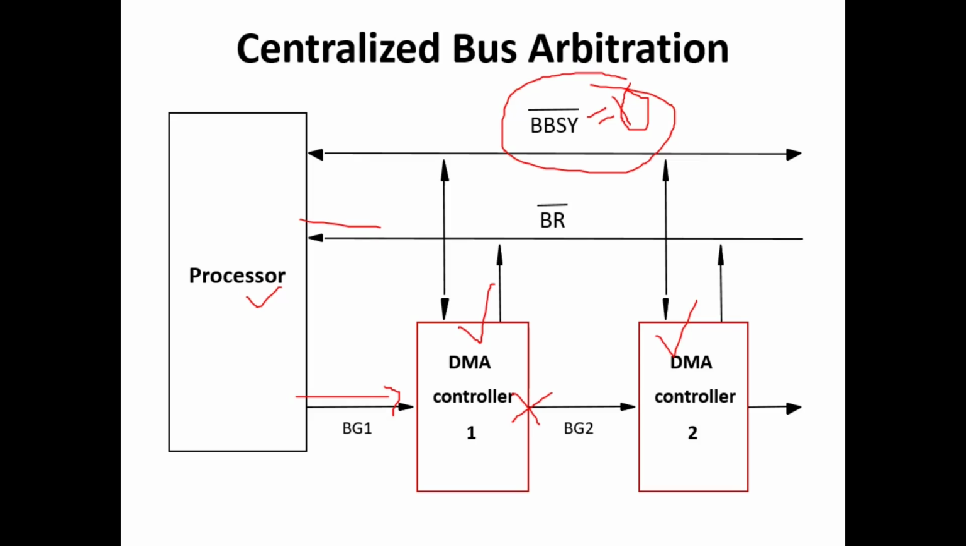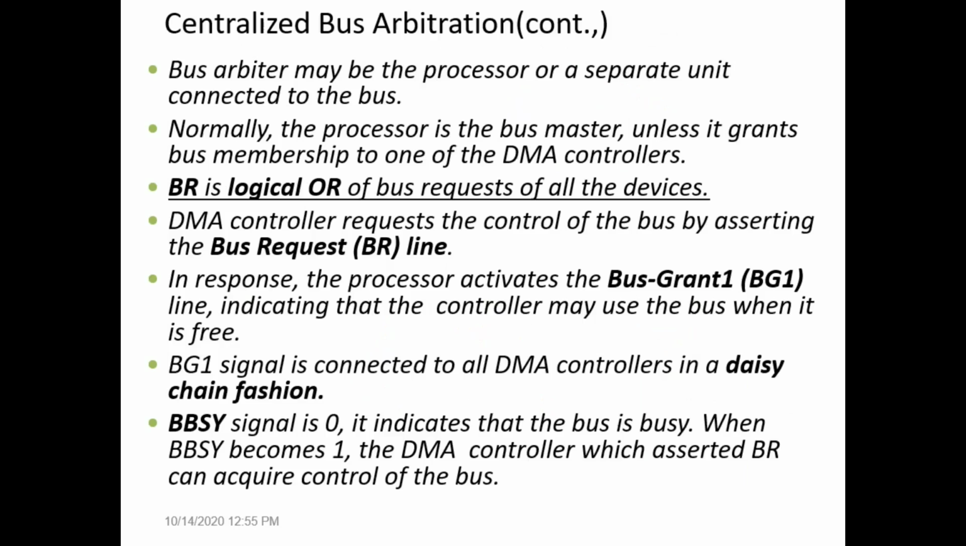So basically the main signal here is the bus grant signal, which has to be blocked by a device which wants to become bus master. The device which blocks the bus grant signal, instead of forwarding it to other devices, becomes the bus master. This is the same explanation given again in the theory lines.